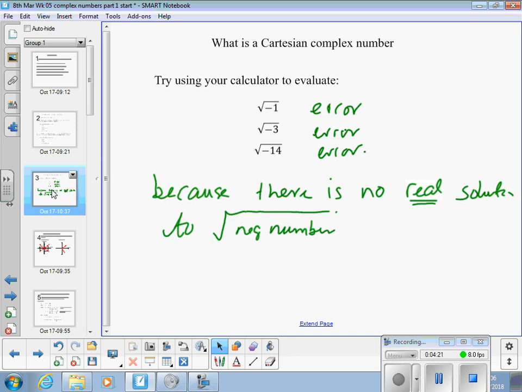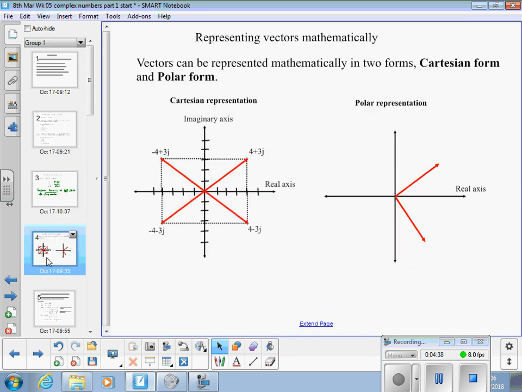Who has covered this topic? I know these two have, last year with me. Remember doing it maybe a long time ago. Right. So, represent.